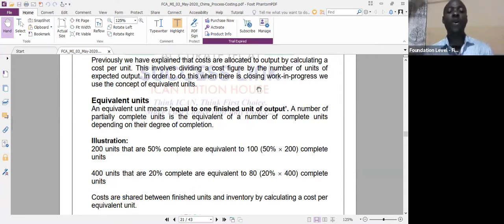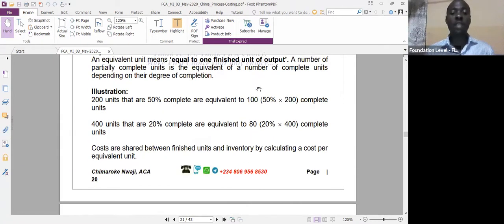So when we have 400 units that are 20% complete, we simply say 20% of 400 gives you 80. So that 400 units of incomplete product, 20% complete, feels like 80 complete units. And so you see, costs are shared between the finished units and inventory by calculating costs per equivalent unit.